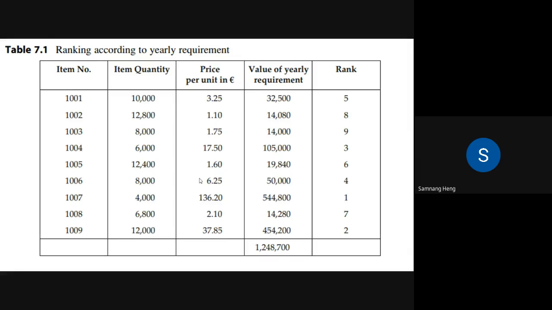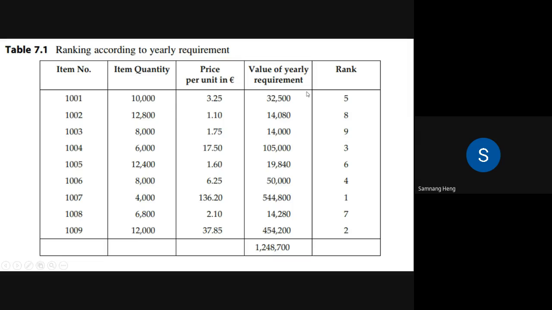I don't think this one is from our textbook, but from another book. So in order to find class A, class B, class C, first you need to list down everything, like the item number here. So it's the item ID, which differs from company to company. The quantity that you sell, annually, yearly. So per year you sell this item 10,000 units, this item 12,800 units, and so on. Price per unit, this one 3.25 pounds, and so on. And the yearly requirement value.